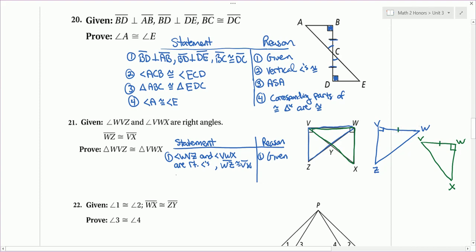And let's put that in our second statement, that VW is congruent to VW by the reflexive property. We can also say that angle V is congruent to angle W since they're both right angles.